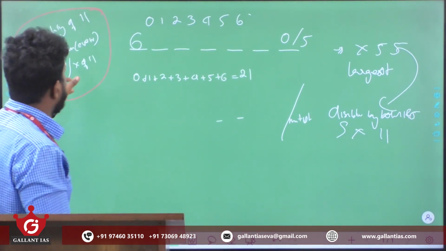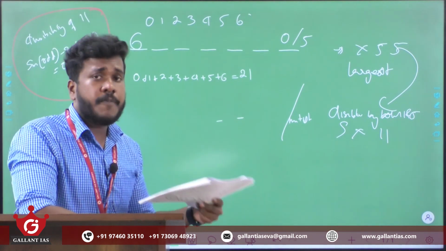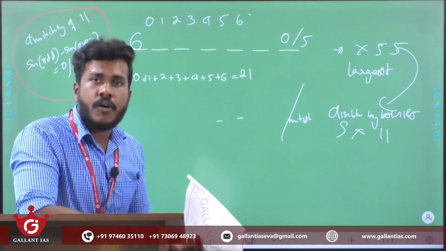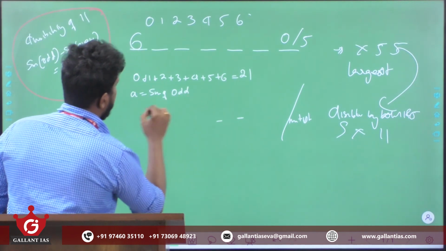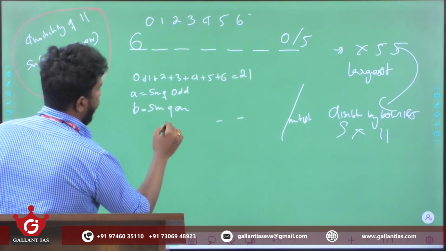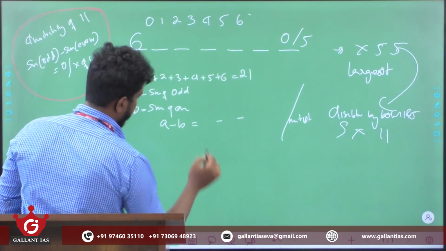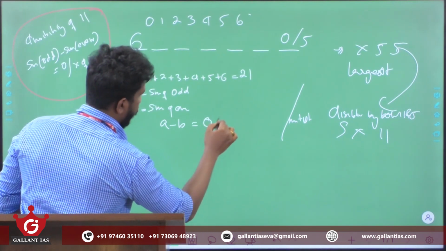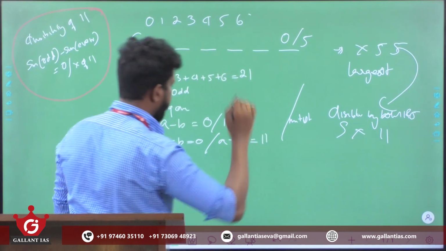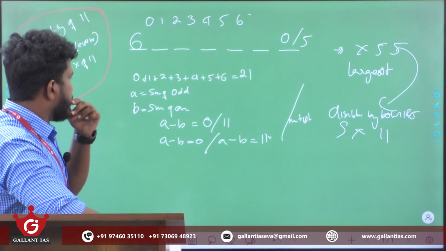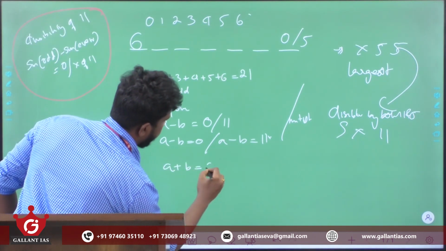And we know that since this 7-digit number is a multiple of 11, the sum of the odd digits minus the sum of the even digits should be either equal to 0 or a multiple of 11. So if I assume that A is the sum of the odd digits and B is the sum of the even digits, then A minus B should be either 0 or 11. That means either A minus B can be 0 or A minus B can be 11, or a multiple of 11. Okay. So since the sum of all the numbers is 21, you can write it like A plus B is equal to 21. Am I correct?